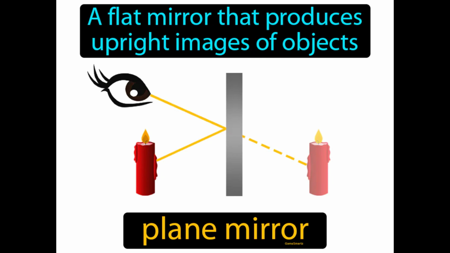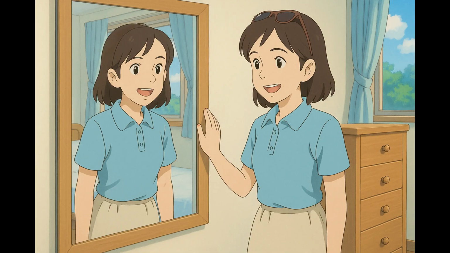A flat mirror that produces upright images of objects. Plane mirror. A plane mirror is a smooth, flat surface that reflects light evenly, creating a clear image right side up. Imagine trying to find the right size for a new pair of shoes online without being able to try them on first. Just like how you rely on the shoe size chart to accurately reflect what fits your foot, a plane mirror reflects an image that matches the size and orientation of the object in front of it.